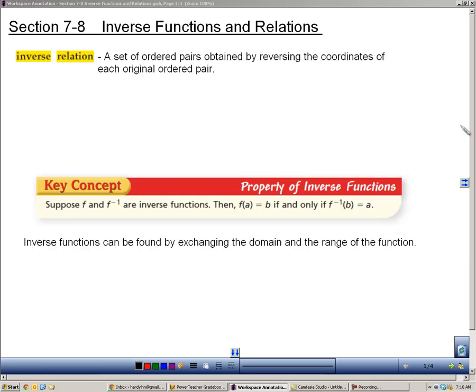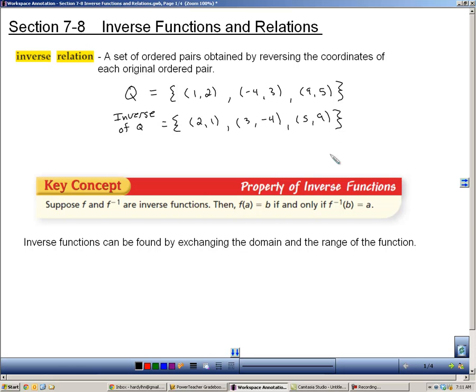Section 7.8 is about inverse functions and relations. An inverse relation is a set of ordered pairs that you obtain by reversing the coordinates on an original set. So if I say that Q equals this set of ordered pairs, it's easy enough to find the inverse of that function. All you do is take the x and y values and flip them. So -4, 3 becomes 3, -4, and so on.